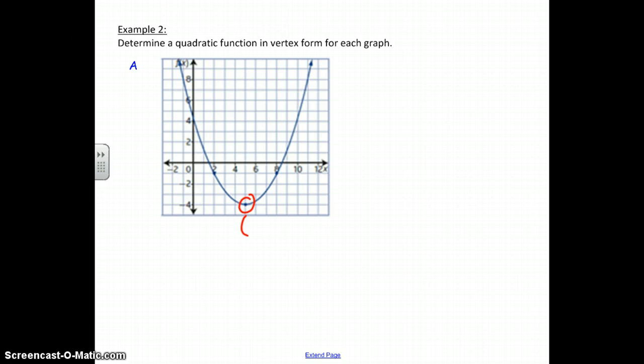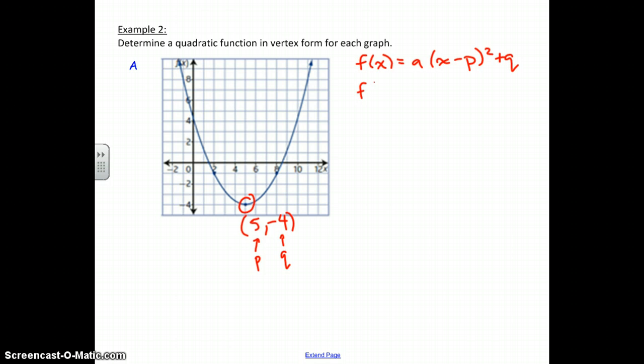What's our vertex here? Well, the vertex x value is 5, y value is -4. Remember, what are those things? That's our p, and that's our q. So it's f of x equals a bracket x minus p squared plus q.